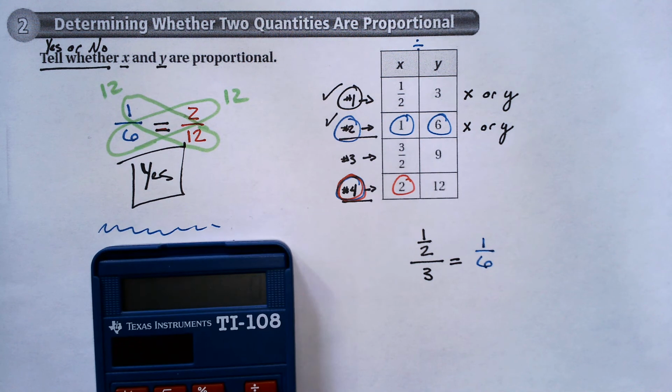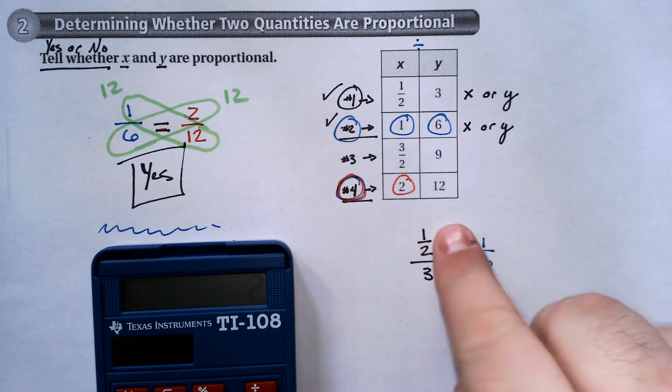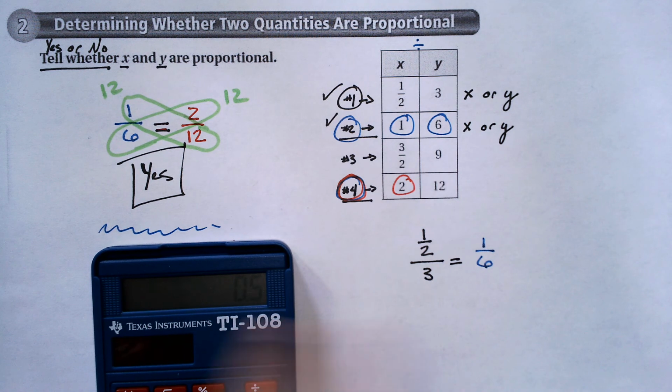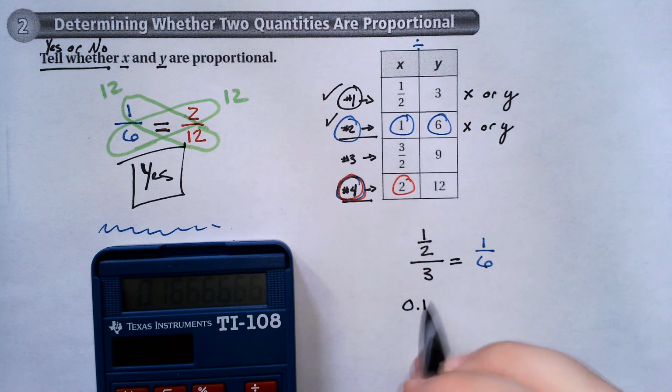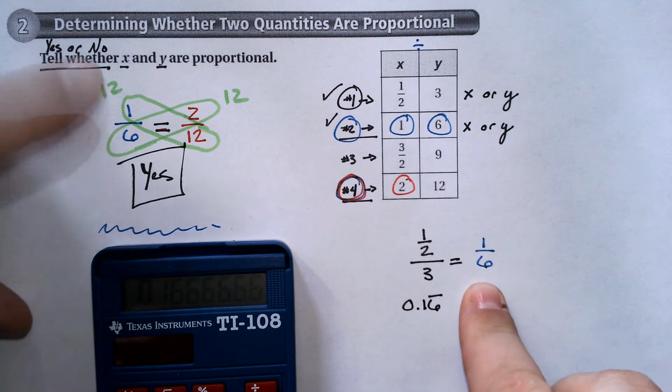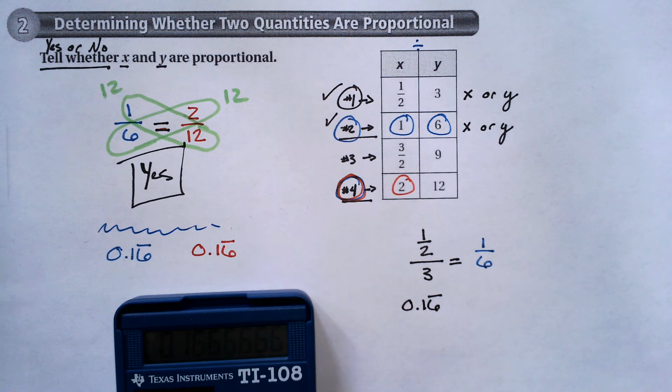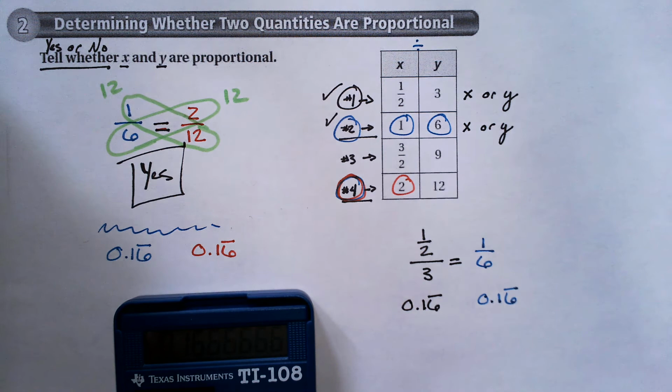Well, what I could do is take 1 divided by 2, which is my half, and I'm going to get 0.5. Then I'm going to hit my divide sign again, divided by 3 equals 0.1666, repeating. And I already know from over here that 1/6 is also 0.16 repeating. So it doesn't matter which combinations we choose out here, as long as we choose the same order when we calculate, that's what's going to matter.